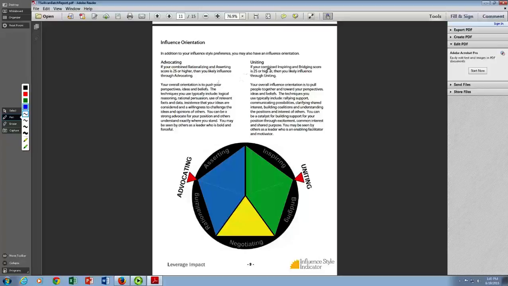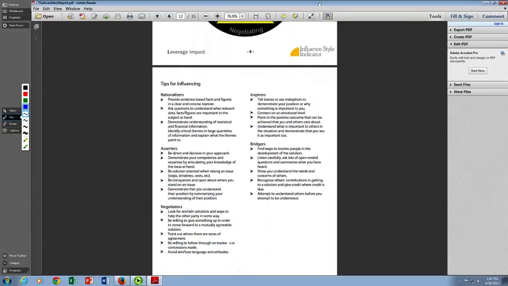If uniting is higher than 25, when you combine inspiring and bridging, that'll point to you relying heavily on the uniting orientation, in which your orientation is to draw people towards you, oftentimes through deep inquiry, attempts to understand, attempts to connect with people, and to the extent that you do, using inspiring language for what can be possible. So take a look at that and see if that tells you something.